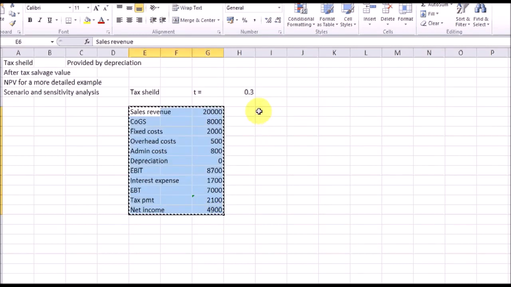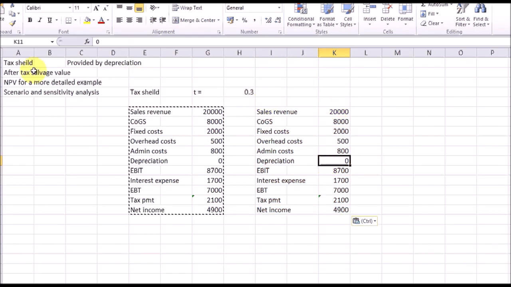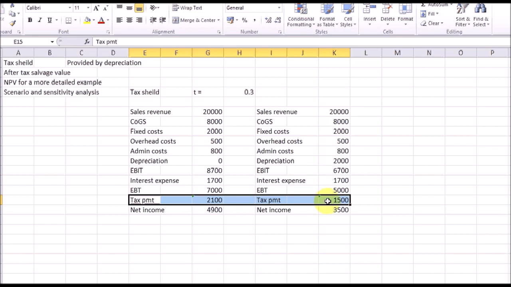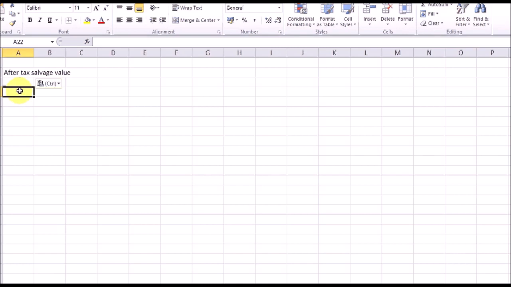Now let's have a look at a similar example, but with some depreciation. That will show us how this tax shield works. Let's enter some number for depreciation here, let's say 2000. As you can see, we have to pay less tax. We see that our depreciation increased from 0 to 2000, so an increase of 2000, and the tax payment decreased by 600. So our tax shield, the reduction in tax that we have to pay, is actually depreciation multiplied by the tax rate.